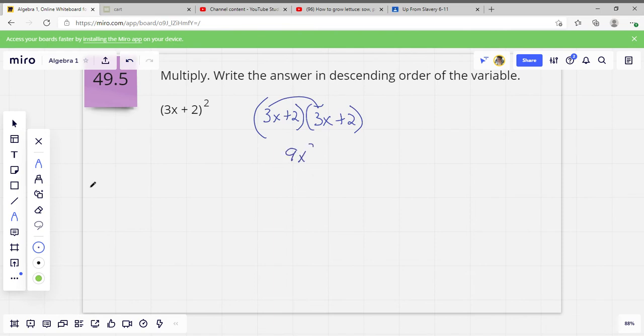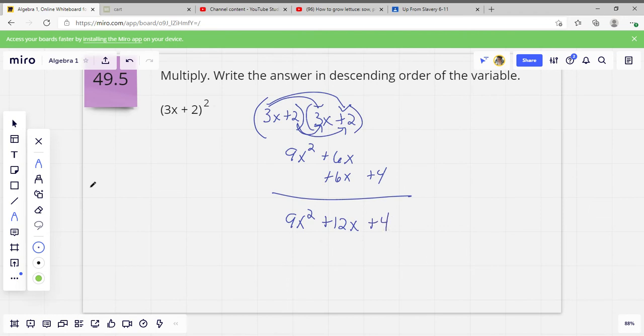9x squared. And then we're going to rainbow this way. 3 times 2 is 6x. Then the bottom, 3 times 2 is another 6x. Wait, that's positive. And then 2 times 2 is 4. Now we're just going to add those up. 6 and 6 is 12x plus 4.